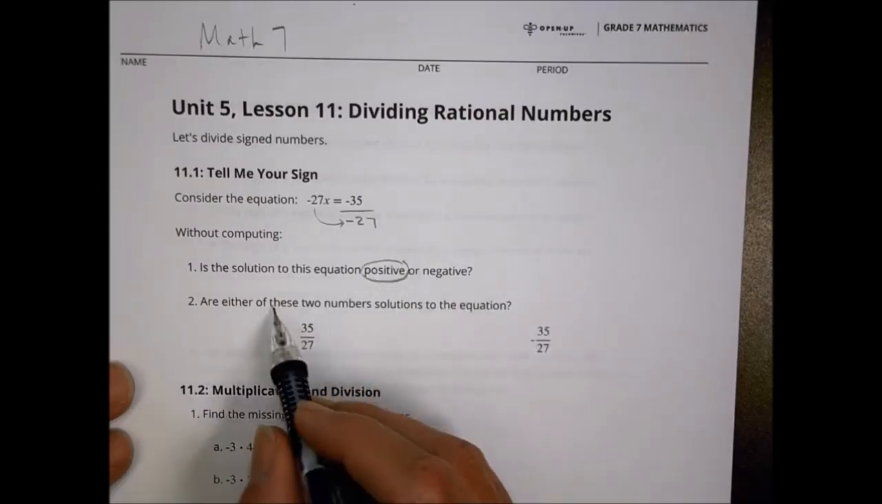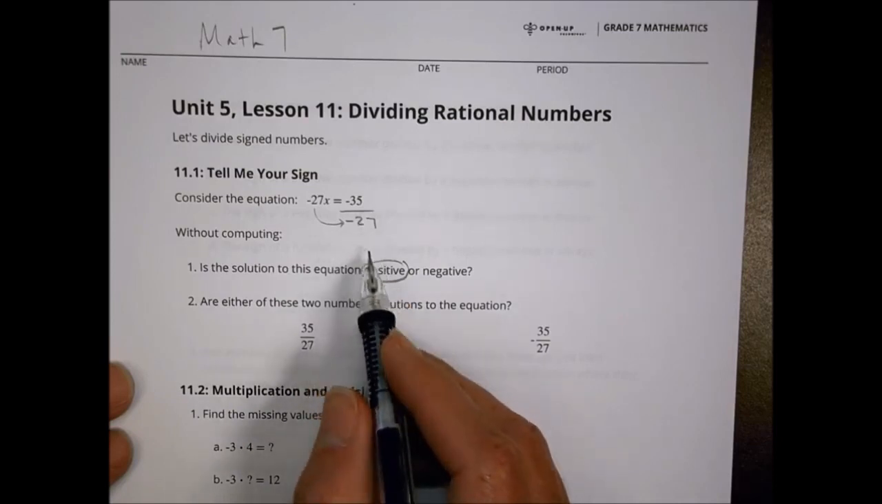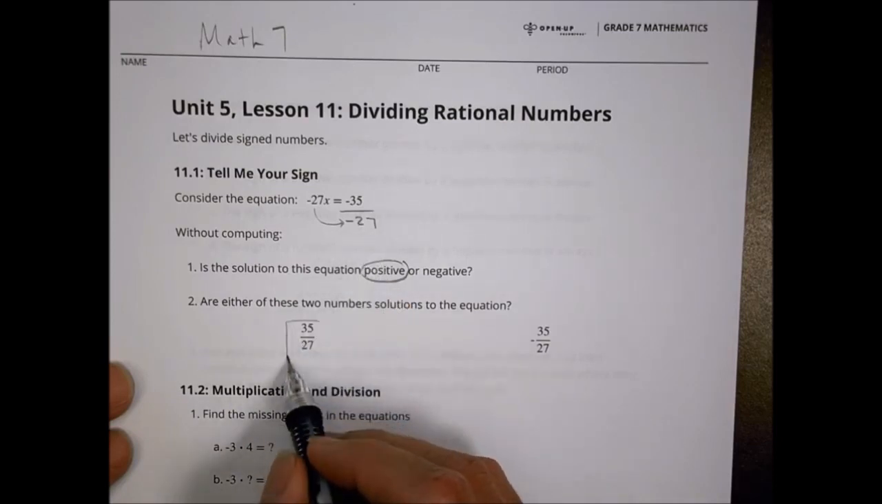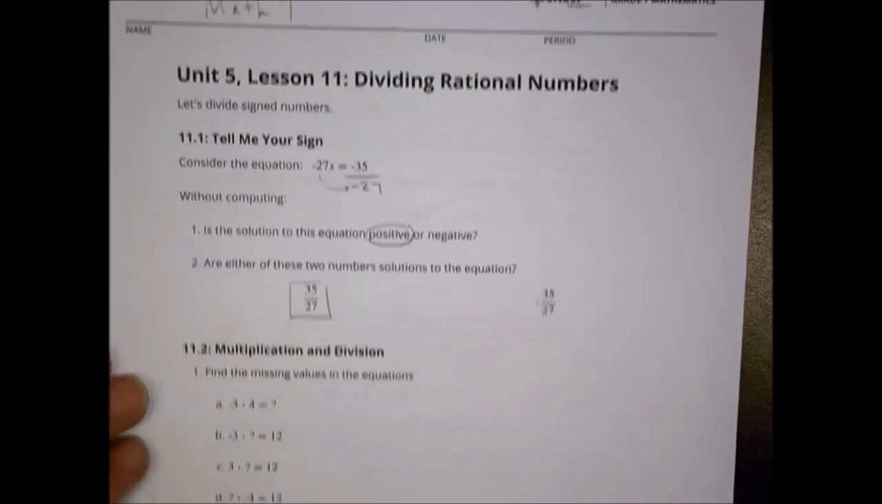Are either of these two numbers solutions to the equation? Well, 35 over 27 is positive, so we would say that one is a solution to the equation. I probably could reduce a little more, but that would be my starting point for this problem.